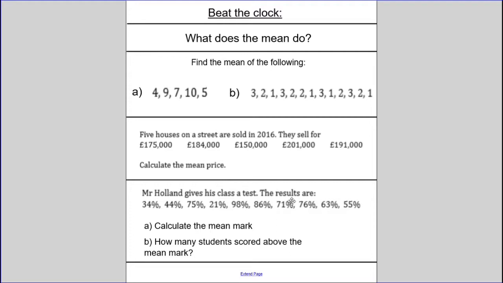Mr. Holland gives his class a test. The results are as follows. Calculate the mean mark and then how many students score above the mean mark. Now remember, above means that they need to get higher than the mean mark that you get in part A.